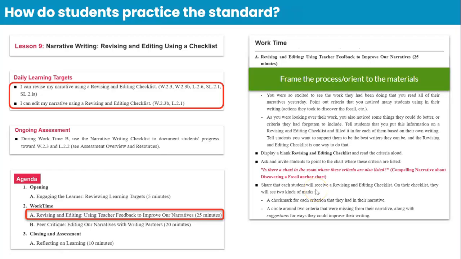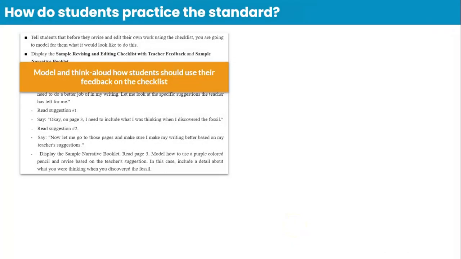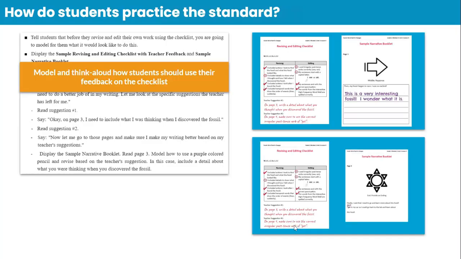Work time A begins with the teacher framing their revising and editing process and reorienting students to materials like the checklist and the compelling narrative anchor chart. Next, the teacher models and thinks aloud how he or she would use the feedback on the model checklist. To model, you could use some slides like the ones on the screen, or you could use your document camera or chart paper, wherever you have your teacher model of the narrative.